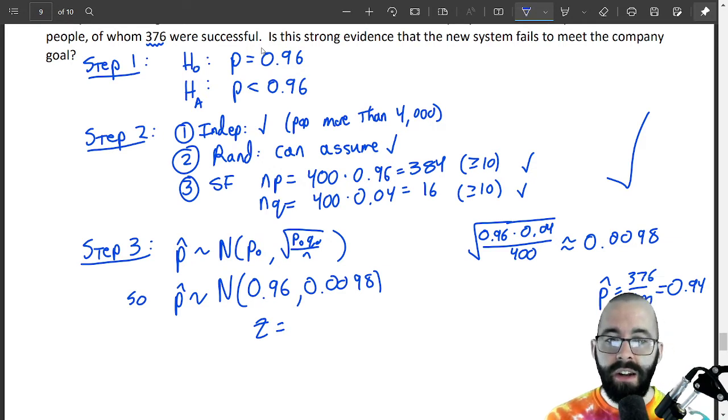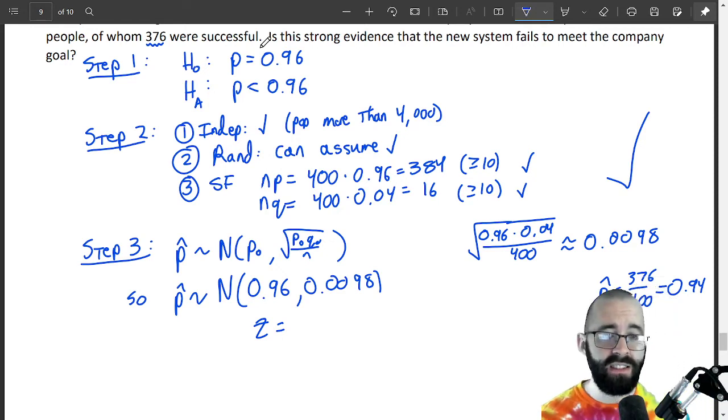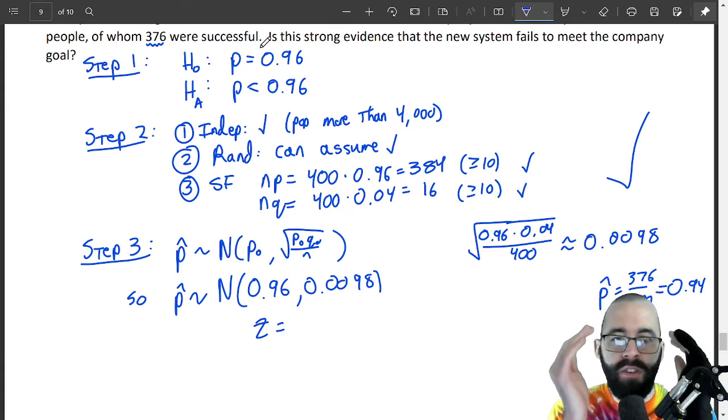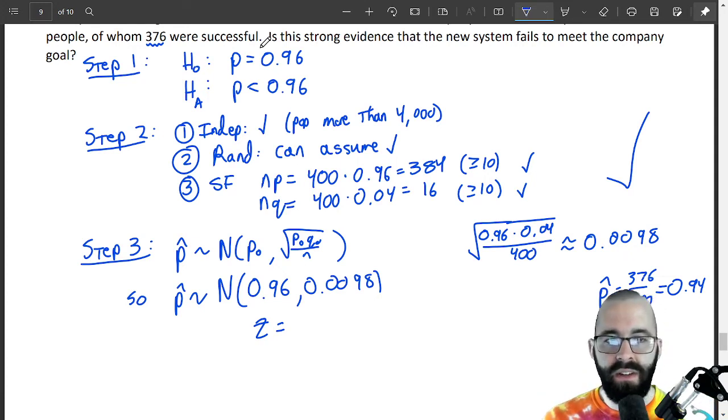Yes, we're lower than our target, but is this statistically significant enough to say that, yes, we're confident that we're failing our goal? Because we didn't test everyone, right? We didn't test all of the customers. We only tested 400 of the customers. Is this enough to conclude that we have failed our goal? Or is this within the range of normal probability, the range of reasonable doubt? That's what hypothesis testing is all about.